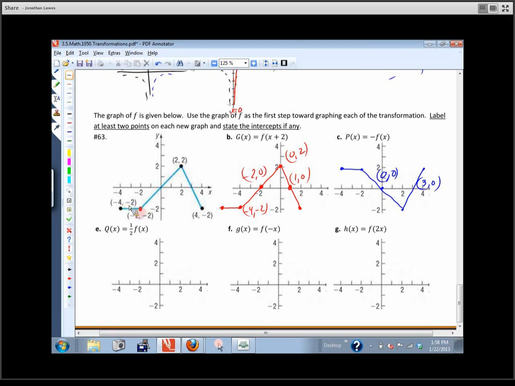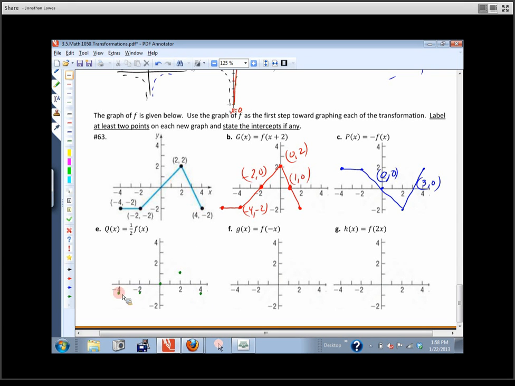So I'm not going to graph -4, -2. What am I going to graph? -4, -1. -2, -1. What about 0, 0? What happens with that? Yeah, there's nowhere to shrink 0, 0, so we're right there. 2, 2 becomes 2, 1, and 4, -2 becomes 4, -1.